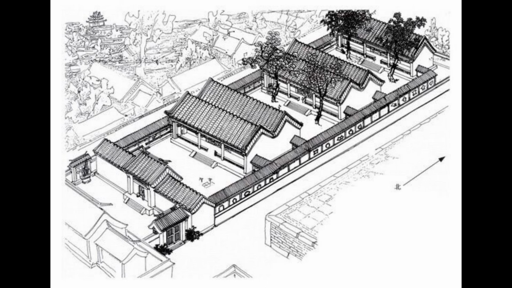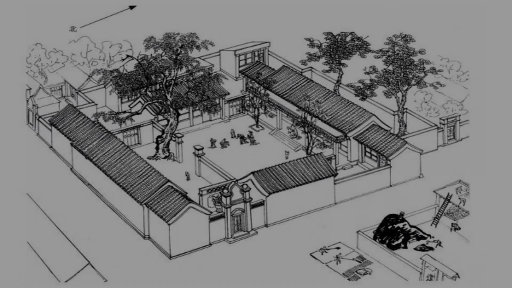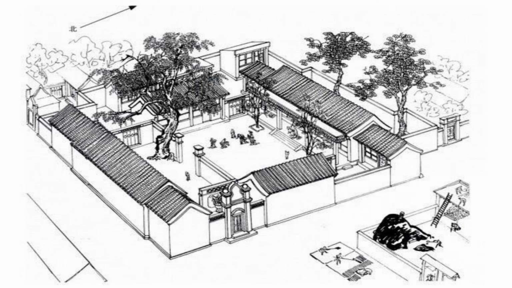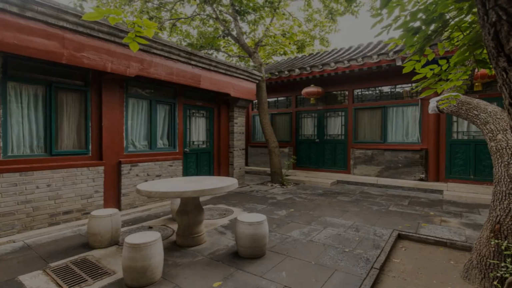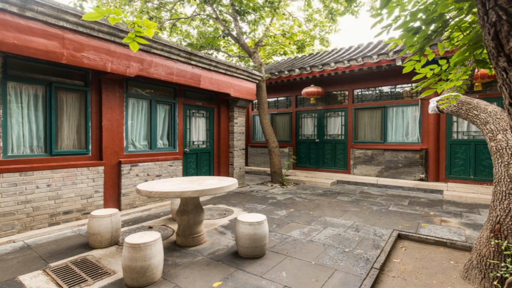Siheyuan, literally meaning quadrangle in Chinese, refers to a common traditional Chinese compound. Such compounds have a history of over 2,000 years. This kind of quadrangular compound has historically been the template for most Chinese architecture. Nowadays, most existing Siheyuan in Beijing are relics of the last two dynasties, the Ming and the Qing.